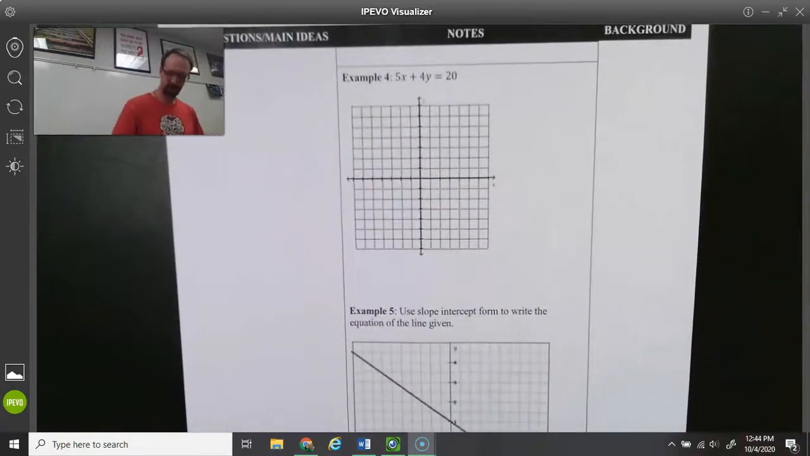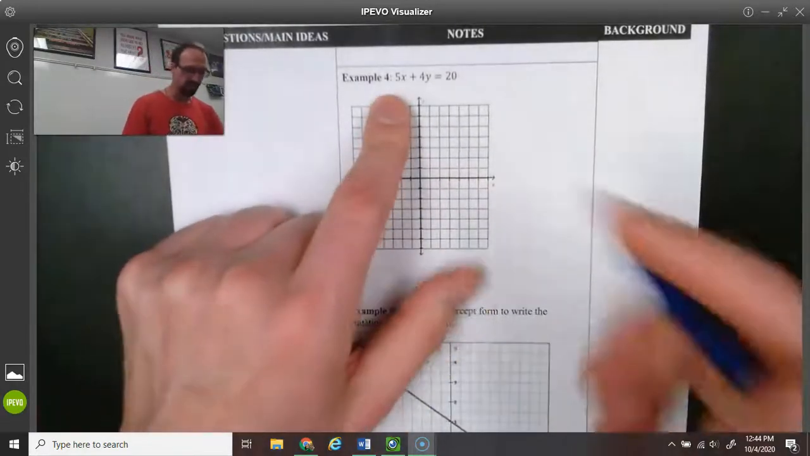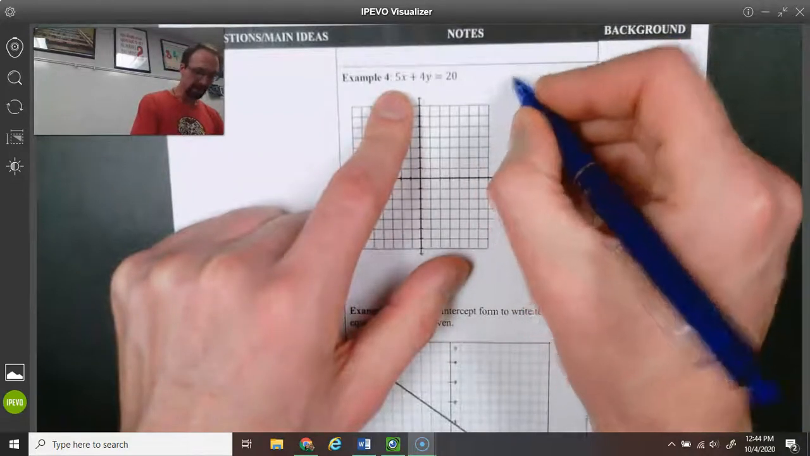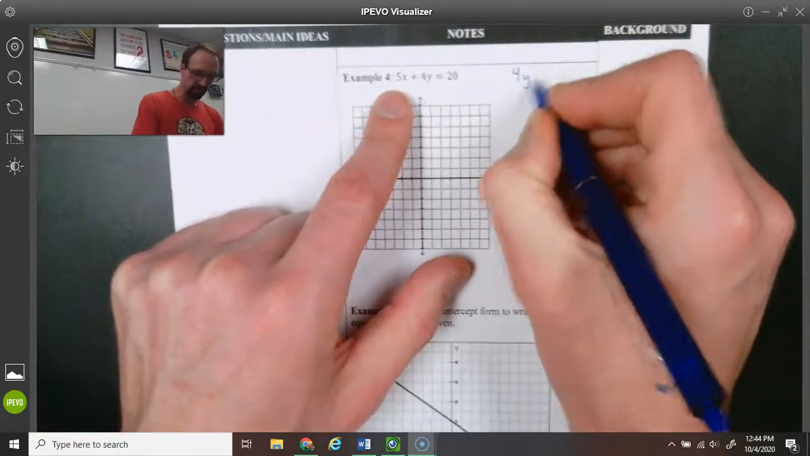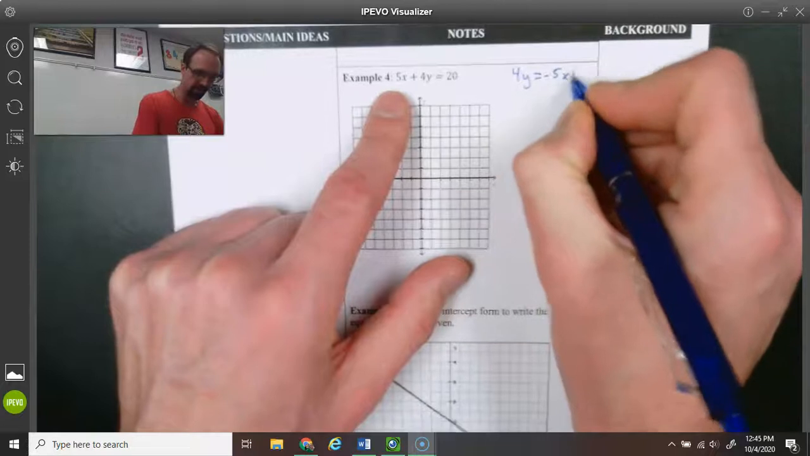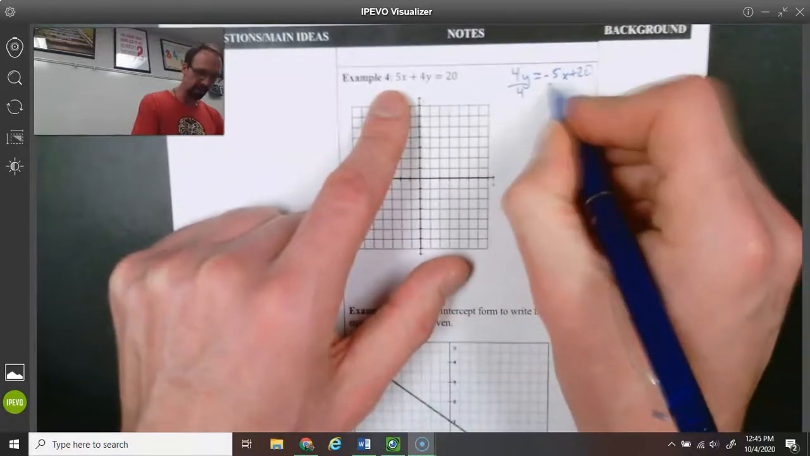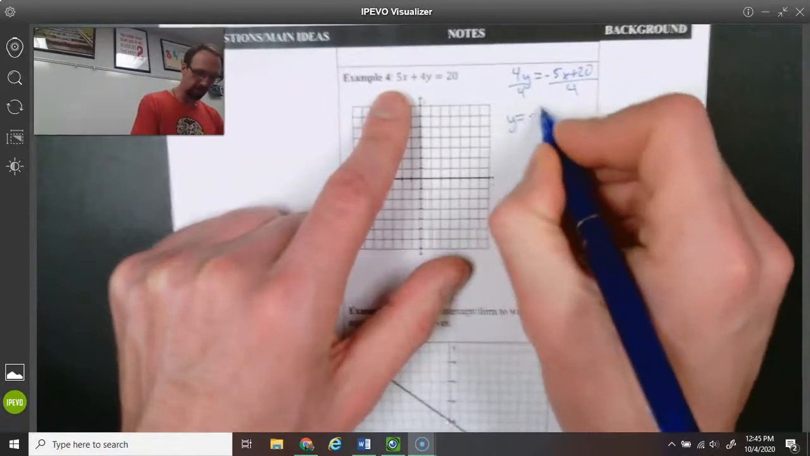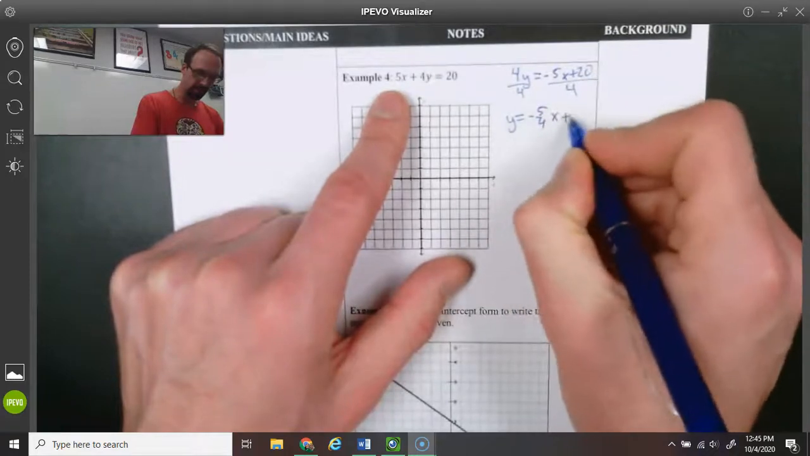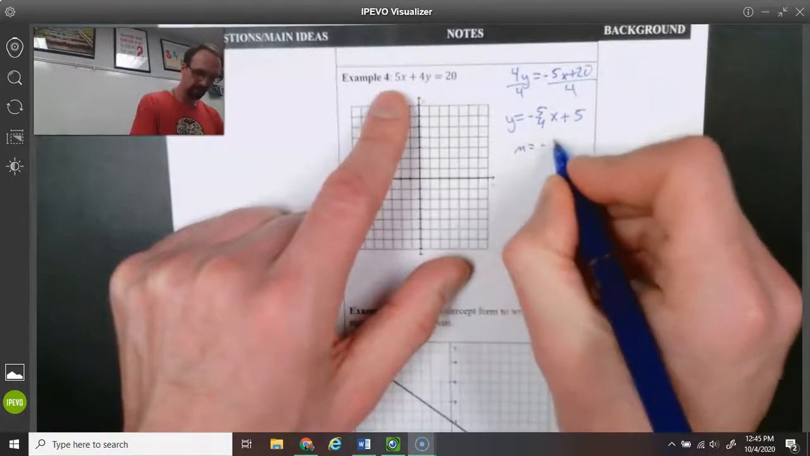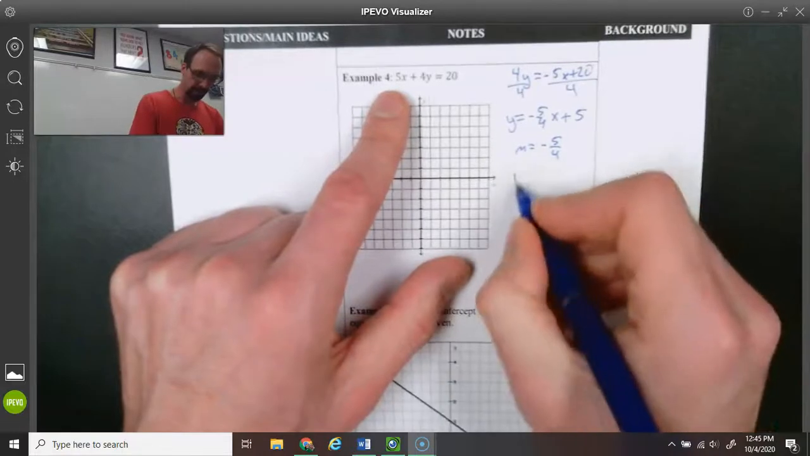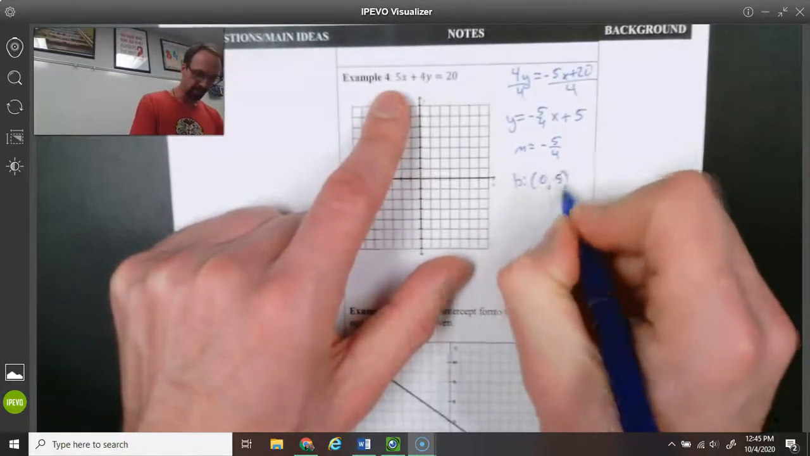And then example 4 is the same thing, just a different problem to originate with. So for this one, I can subtract 5x on both sides. That gives me 4y equals negative 5x plus 20. And then divide by 4 on both sides. I get y equals negative 5/4 x plus 5. So my slope in this case is negative 5/4, and my y-intercept is (0, 5).